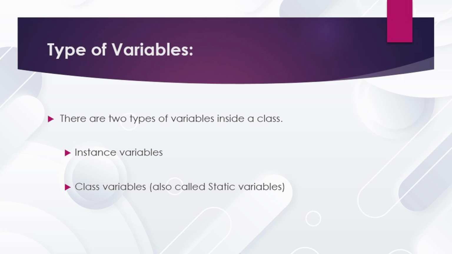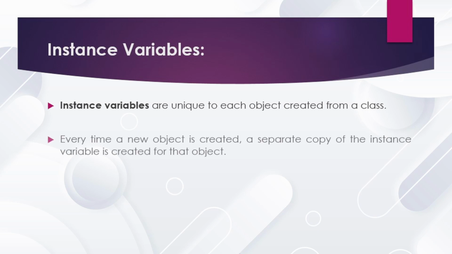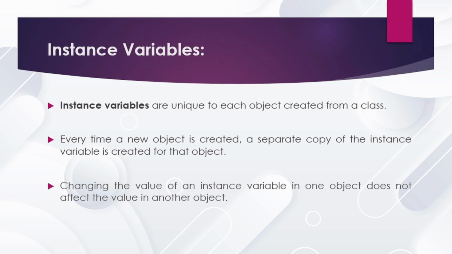Now let us look at the type of variables in a class. There are two types of variables and they are instance variables and class variables, which are also called as static variables. Instance variables are unique to each object created from a class. This means that every time a new object is created, a separate copy of the instance variable is created for that object. Changing the value of an instance variable in one object does not affect the value in another object.